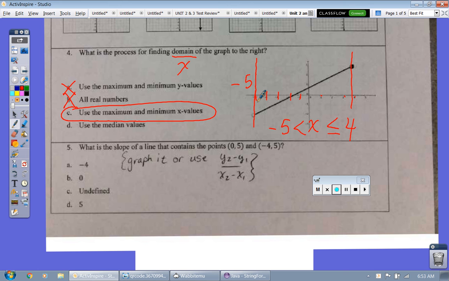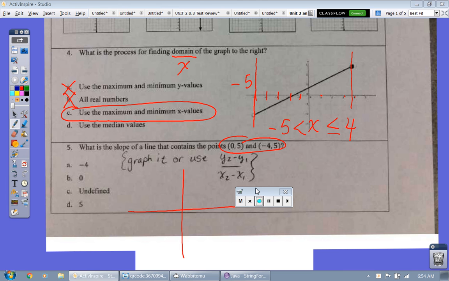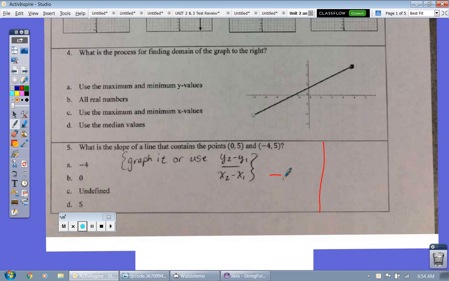Look at 5. What's the slope of a line that contains these points here? Well, you can go through and actually graph this if you wanted to. Let's do this over here instead. Let's clean this up. Let's do one right here. X and Y. We're going to plot this. We're going to go over 0 and up 5.